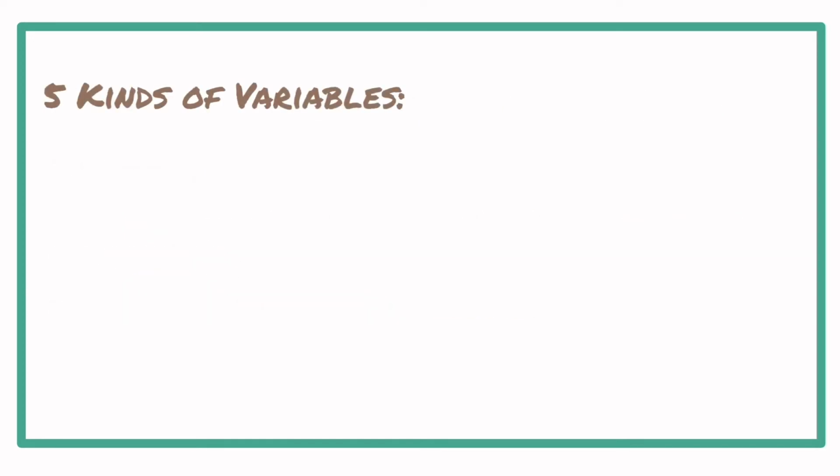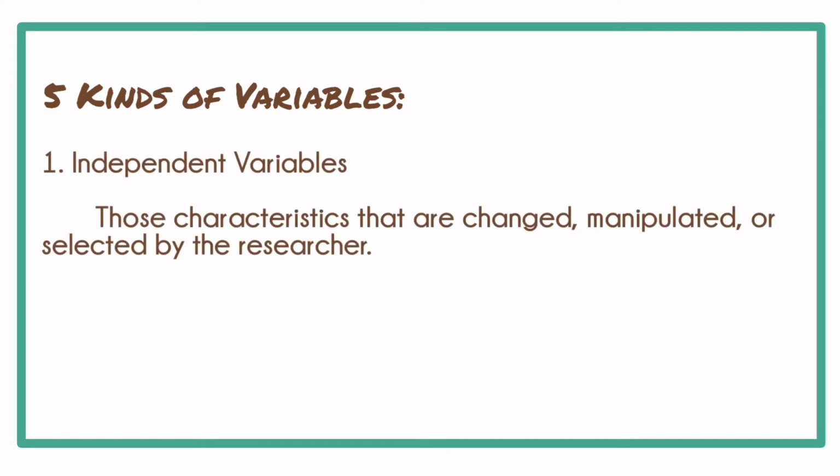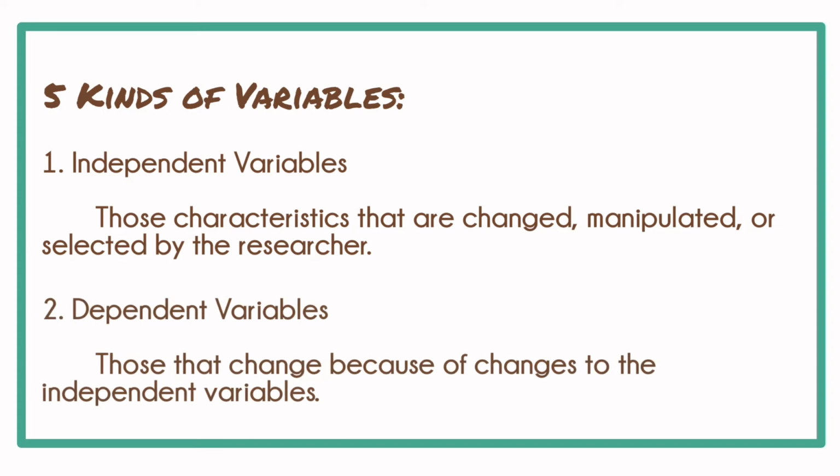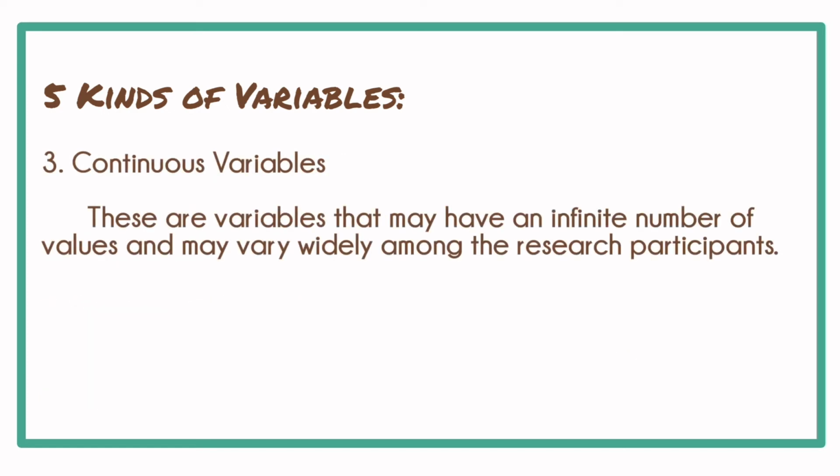There are also five kinds of variables. These are: 1. Independent variables. Those characteristics that are changed, manipulated, or selected by the researcher. 2. Dependent variables are those that change because of changes to the independent variables. 3. Continuous variables. These are variables that may have an infinite number of values and may vary widely among the research participants. Examples are age and weight.